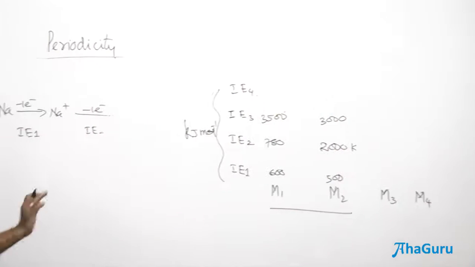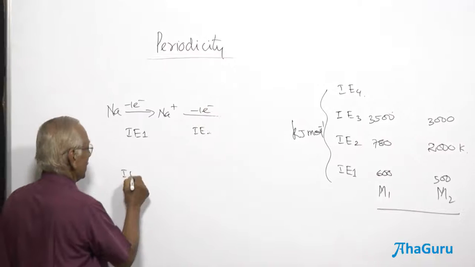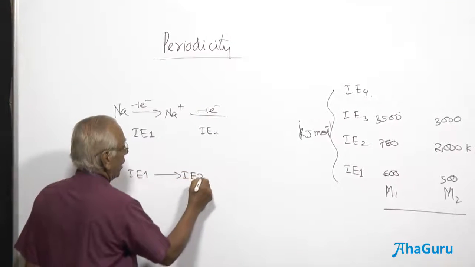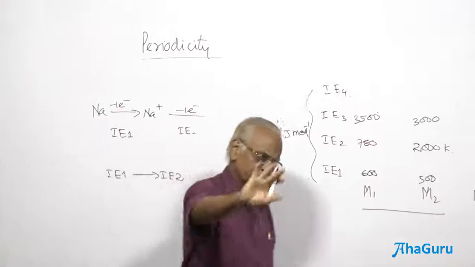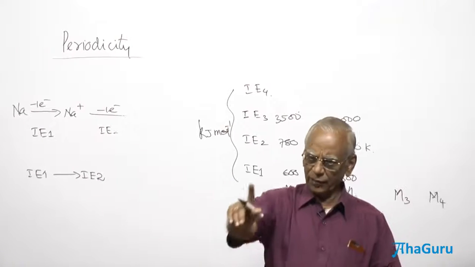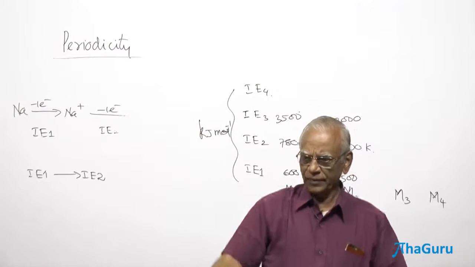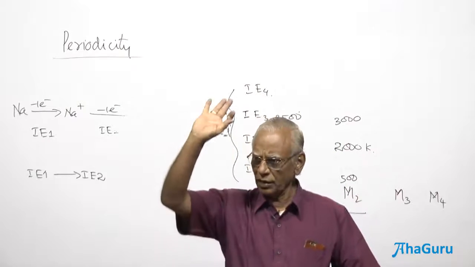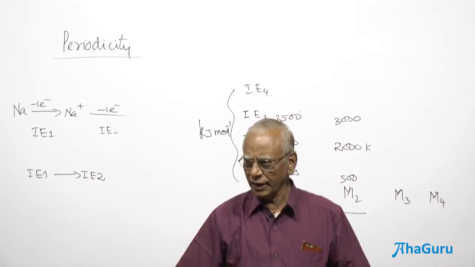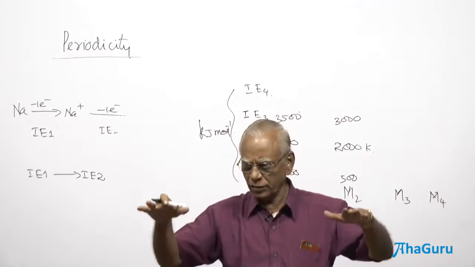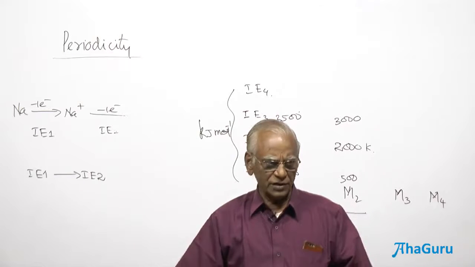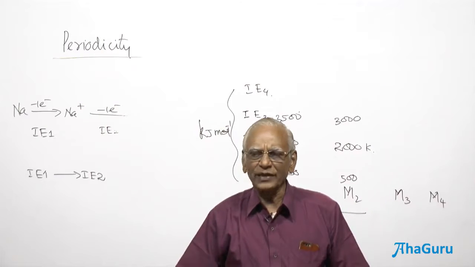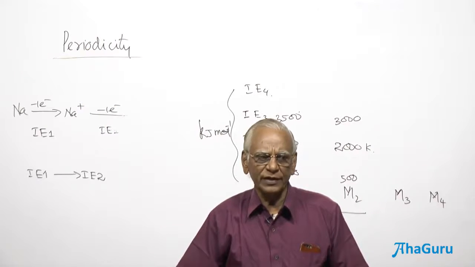First of all, you should know about IE1 and IE2. For any element, I am removing the first electron, then removing the second electron. IE1 is always less than IE2. IE1 and IE2 are going to be quite close, the difference is not that much, or the difference is going to be very huge. Would you expect IE1 and IE2 to be at the same level?